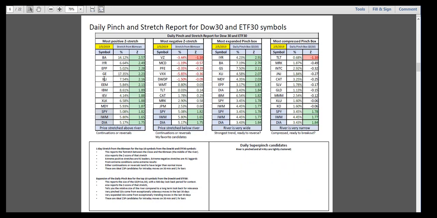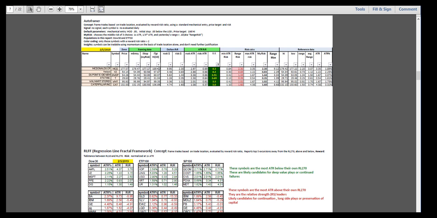The most positive Z stretches, Boeing, GE. The widest rivers, Boeing, Goldman, Diamonds, the S&P, the Russell. Almost 2 sigma is how wide and directional that river has become. Only treasuries are very tightly pinched. Several in the auto framer, McDonald's, Verizon, DuPont. That's one to certainly look at.